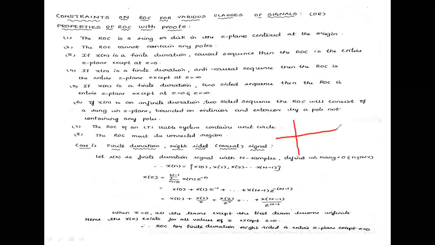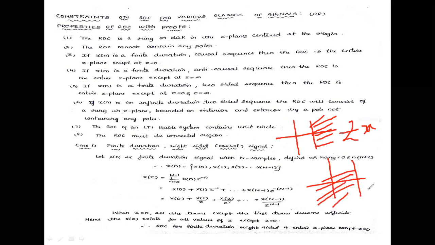That is, if Z is less than A, the region of convergence is towards the left hand side, and this one is towards the right hand side. Got it?